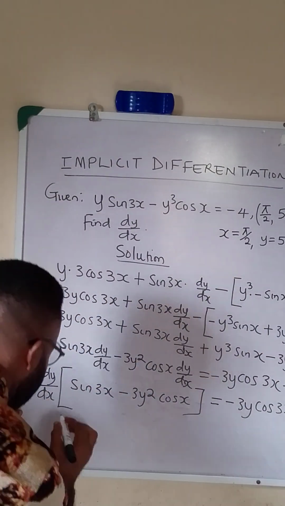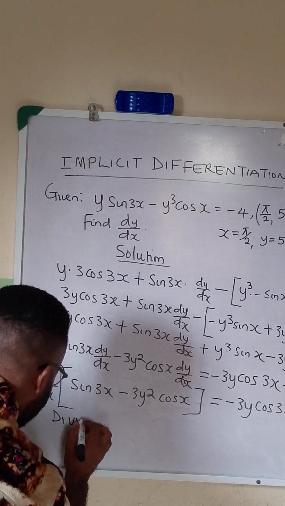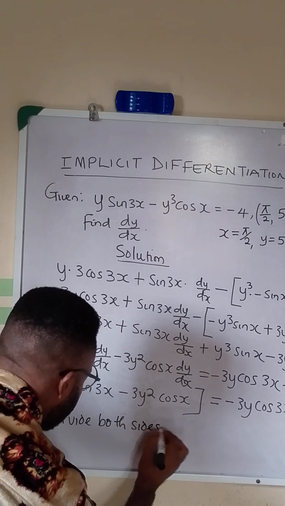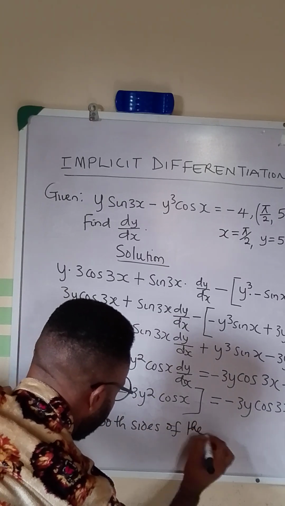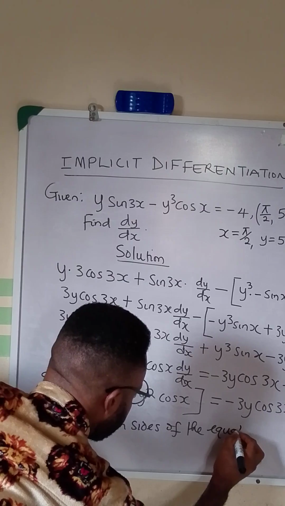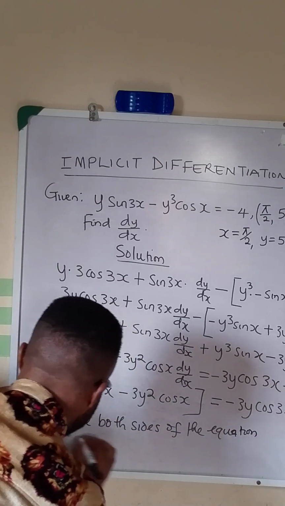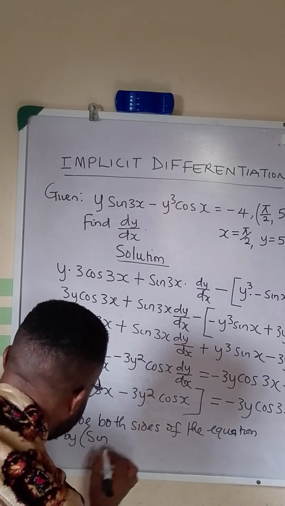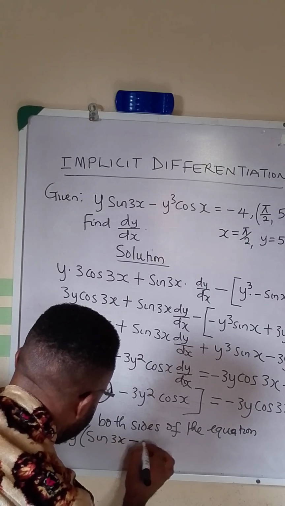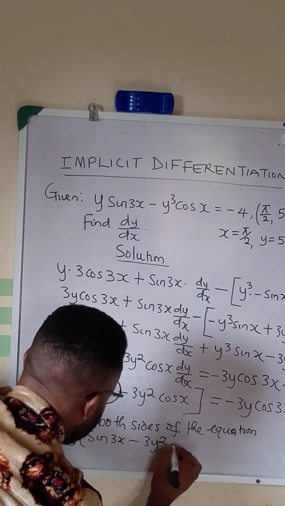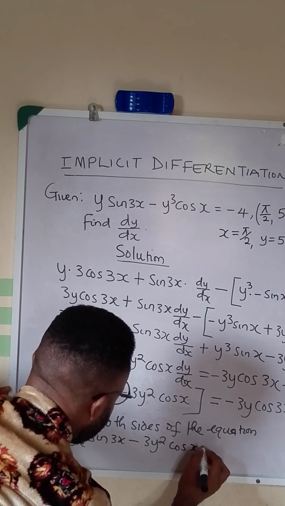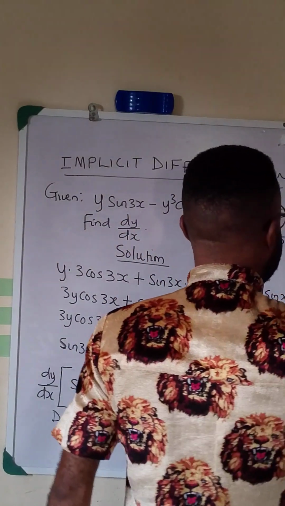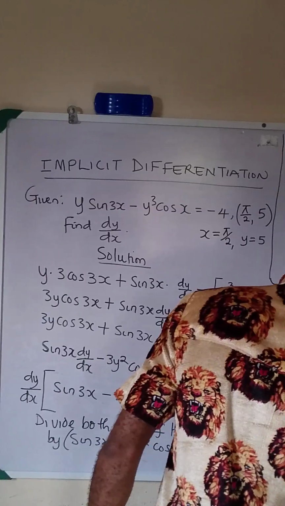So we make this mathematical statement: divide both sides of the equation by (sine 3x minus 3y squared cos x). So we are going to divide both sides of the equation by that. Let's use this part of the board.